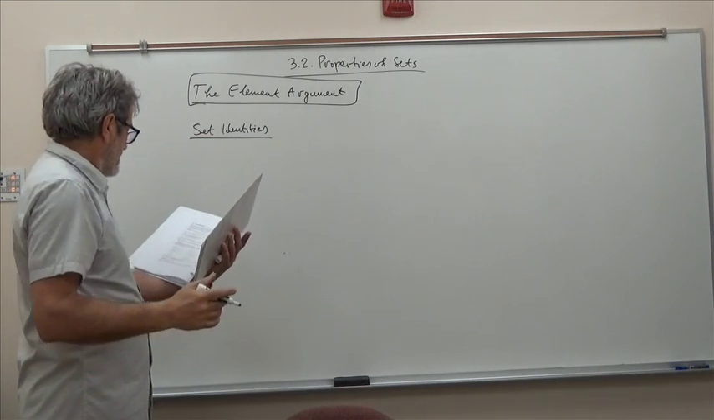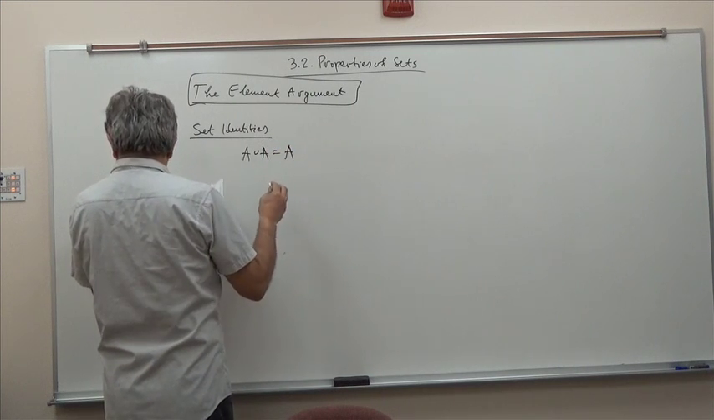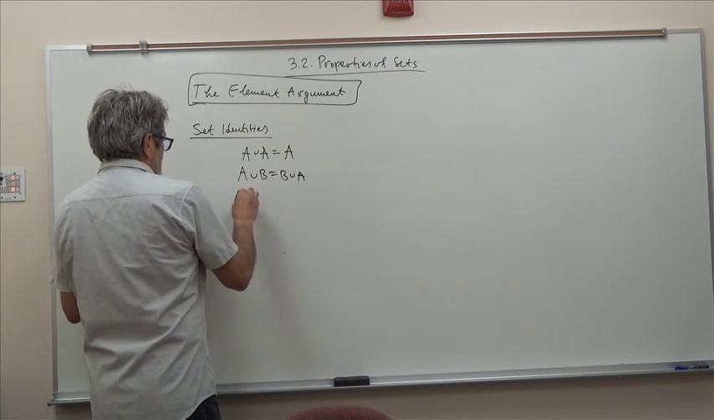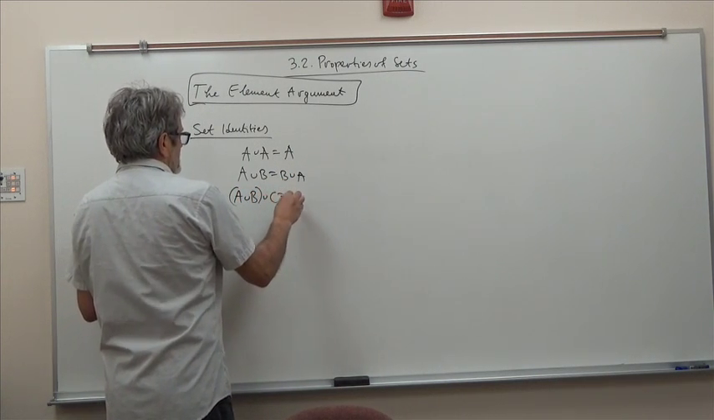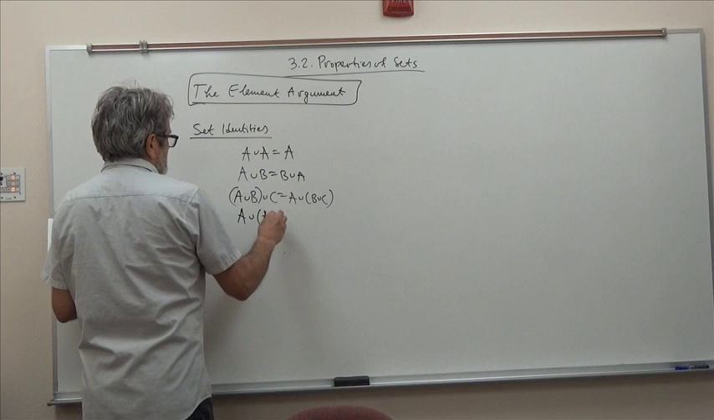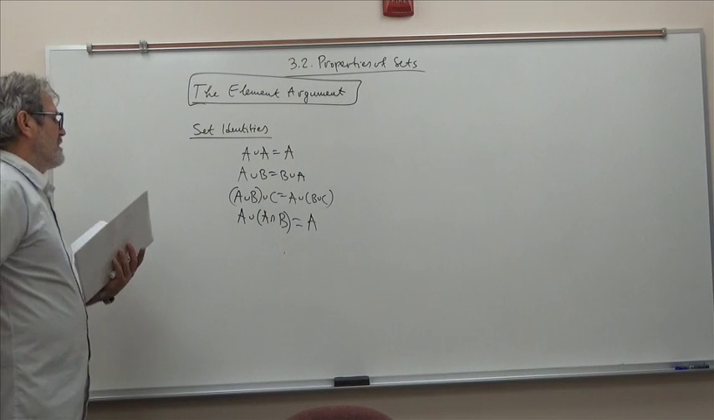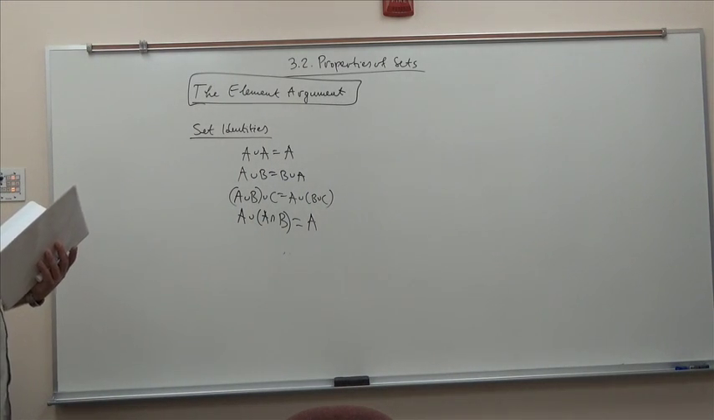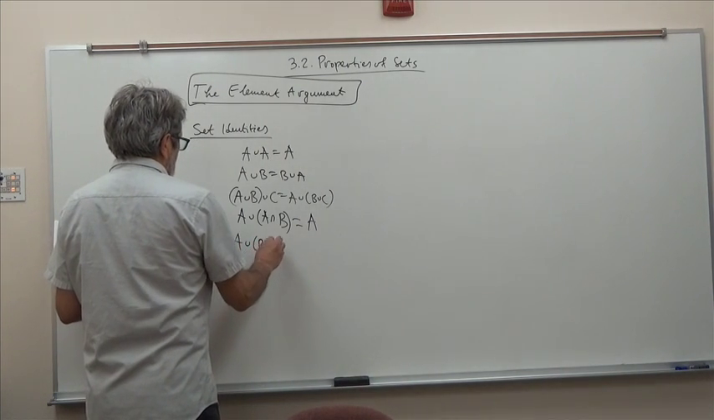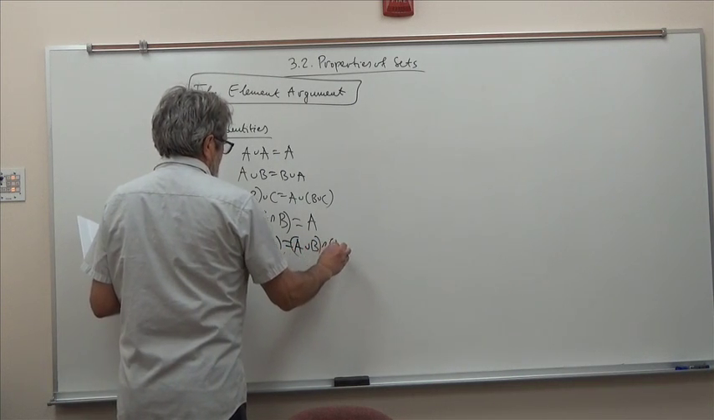So using the element argument, people were able to prove, and I can actually ask you to prove some of them on your exam. A union B is B union A, commutative law. Associative law: A union B union C equals A union B union C. Oh, this one is interesting, it's called absorption law. A union A intersection B is just A. If you have repetition of one of them twice, then that's what the result is. And then distributive law: A union B intersection C equals A union B intersection A union C.